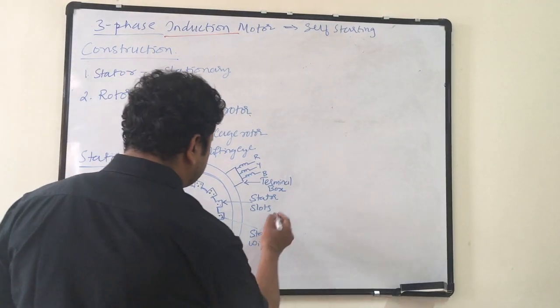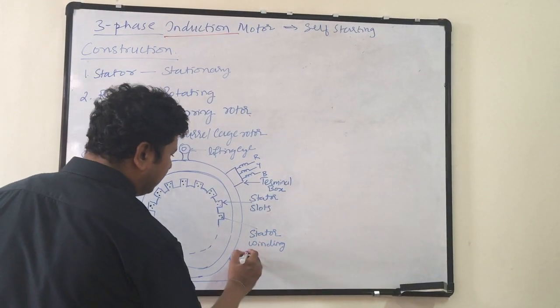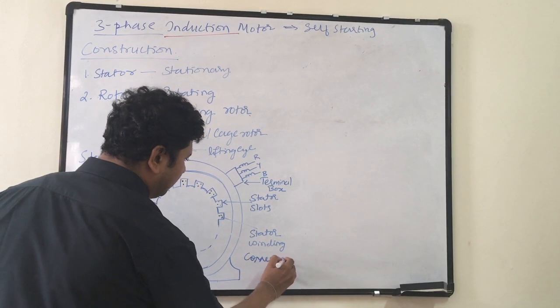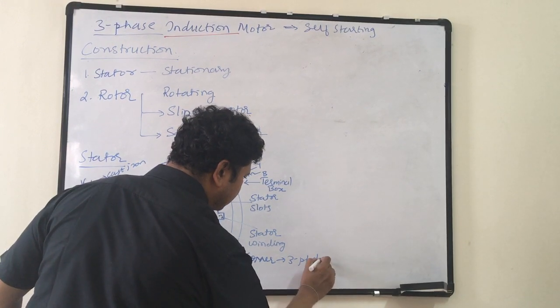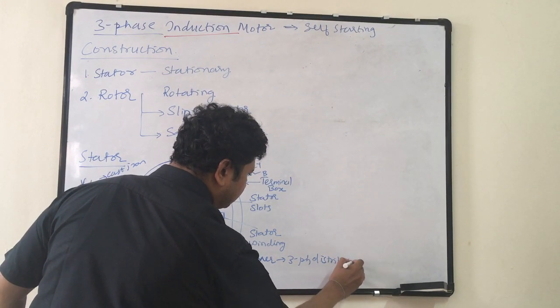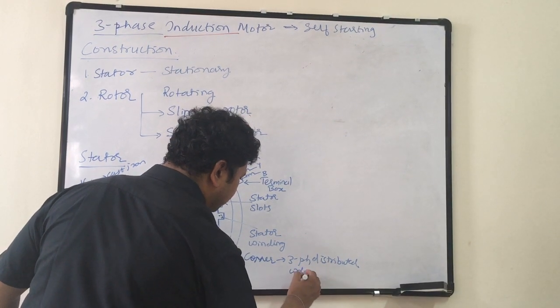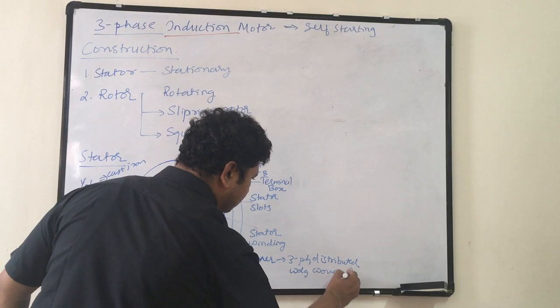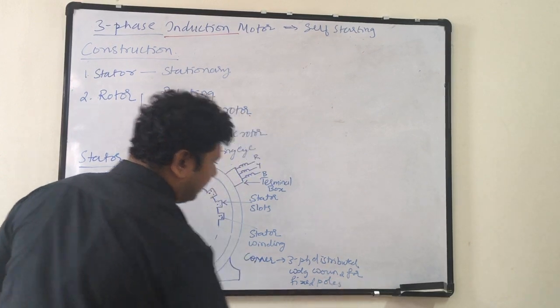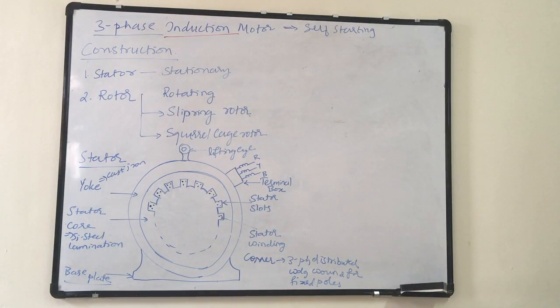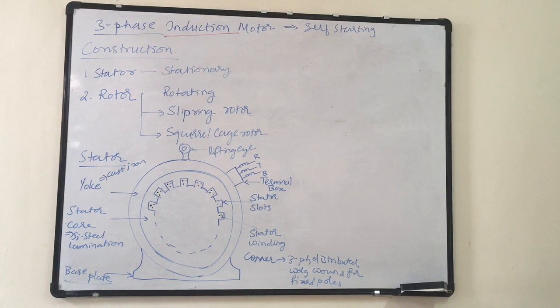The stator slots will form the stator core. The stator winding is made up of copper. It is a three-phase distributed winding wound for fixed poles. Here, unlike the synchronous generator, we don't have physical poles in this construction. The poles will be rotating in nature. Why they will be rotating, we will get to know later. So we will be having virtual rotating poles in the induction motor.